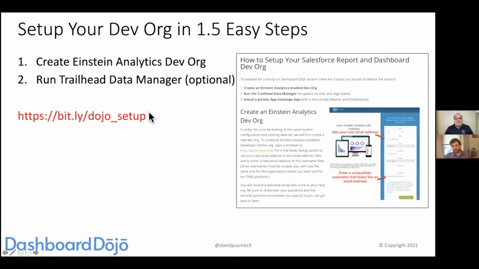One more time, if you haven't set up your dev work, it's like 1.5 easy steps. The first step is to follow the link to Dojo setup and create an Einstein Analytics dev work, which is now called Tableau CRM. There is an optional step, which is to run what's called the Trailhead Data Manager. It essentially recreates the base data, but with current quarter dates, which can be helpful when reporting. It doesn't matter so much today, so you don't have to do number 2. I know some of you have had issues in the past running the Trailhead Data Manager. I can't explain why it works for some of us and not all of us. I apologize. All right, let's get going.